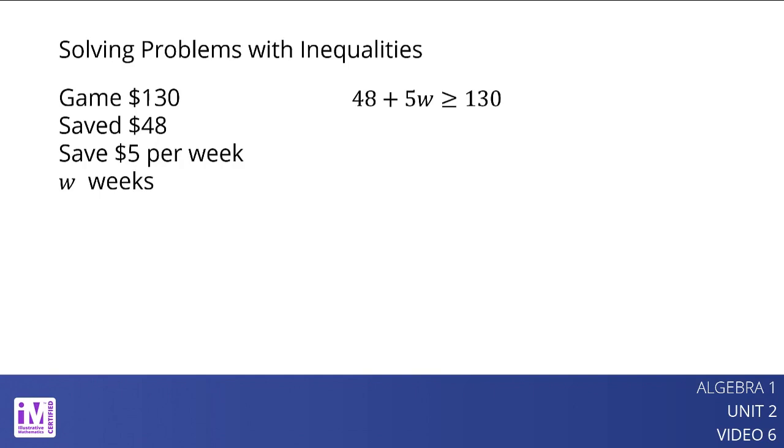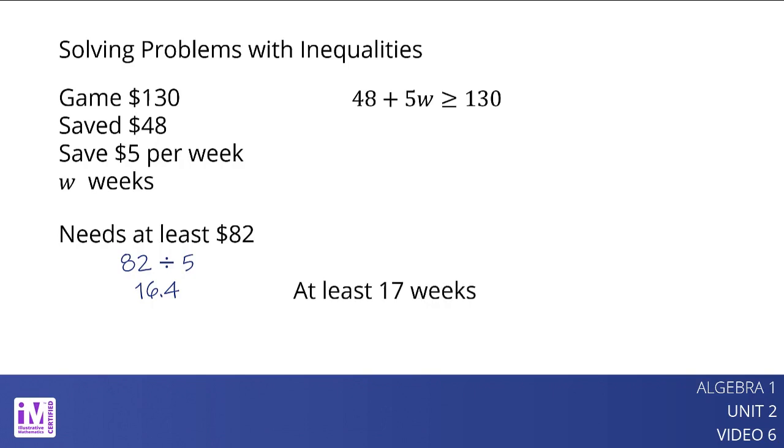Let's reason about the solutions. Because Claire has $48 already and needs to have at least $130 to afford the game, she needs to save at least $82 more. If she saves $5 each week, it will take at least 82 divided by 5 weeks to reach $82. 82 divided by 5 is 16.4. Any time shorter than 16.4 weeks won't allow her to save enough. Assuming she saves $5 at the end of each week, instead of saving smaller amounts throughout a week, it will be at least 17 weeks before she can afford the game.